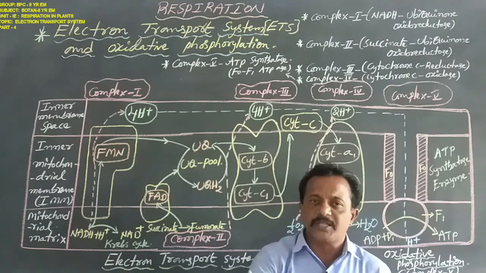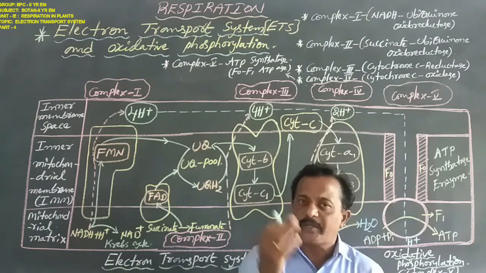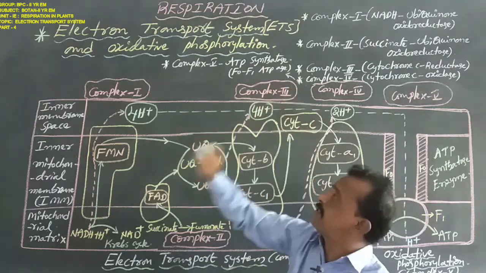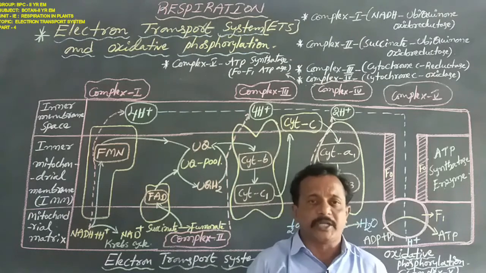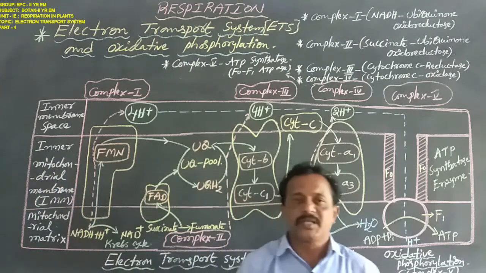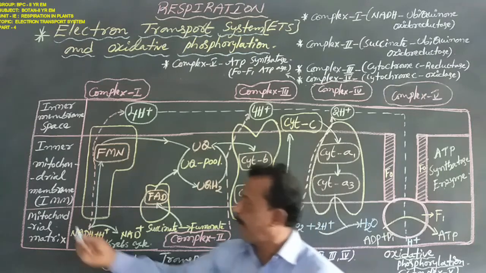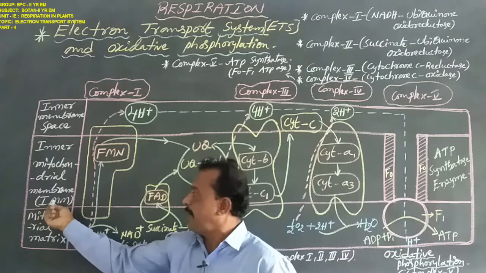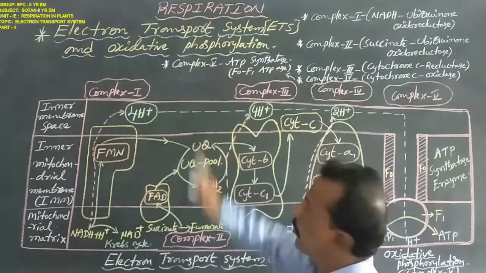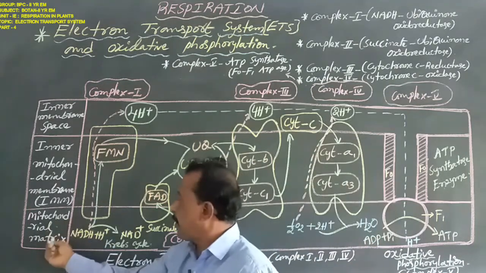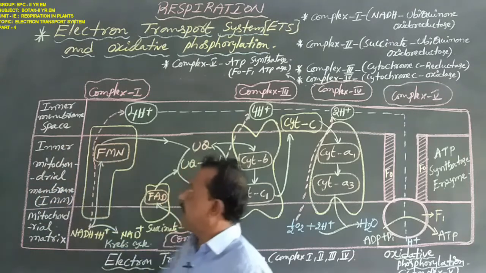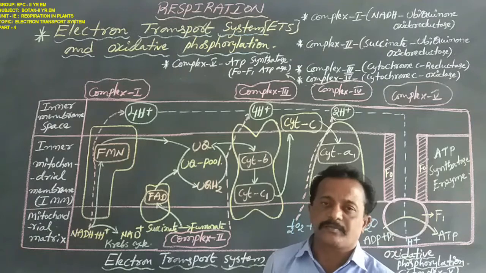Fourth step, the last and final step in aerobic respiration, is the electron transport system, or ETS, and oxidative phosphorylation. It takes place in the inner mitochondrial membrane, short form IMM. So this is a mitochondrion. This is the mitochondrial matrix. This is the inner mitochondrial membrane. This is the intermembrane space.